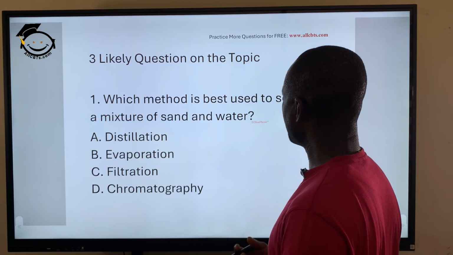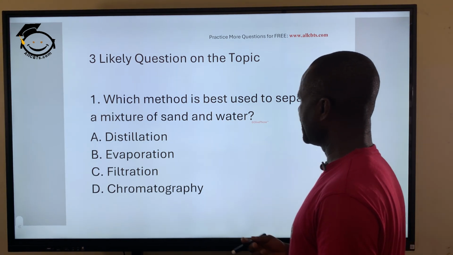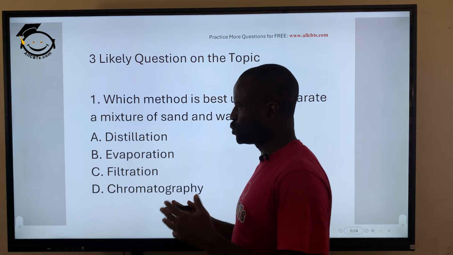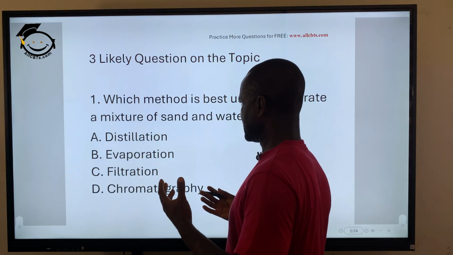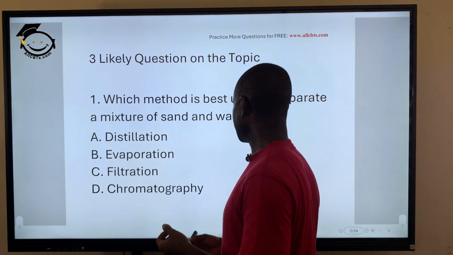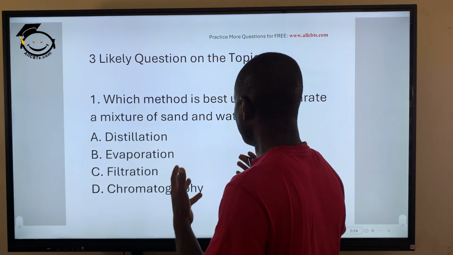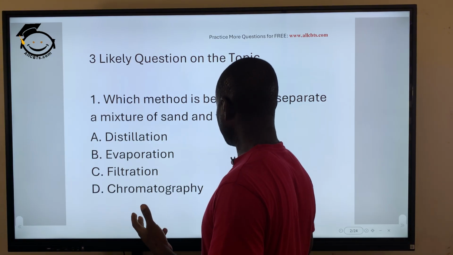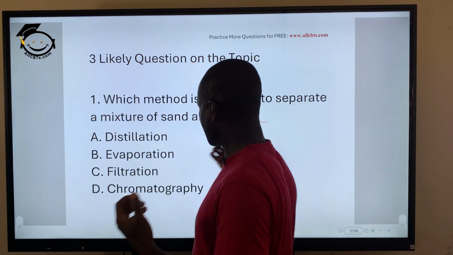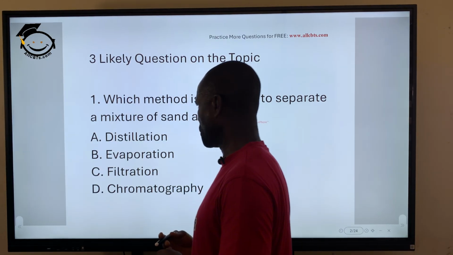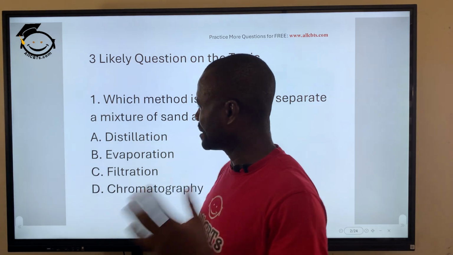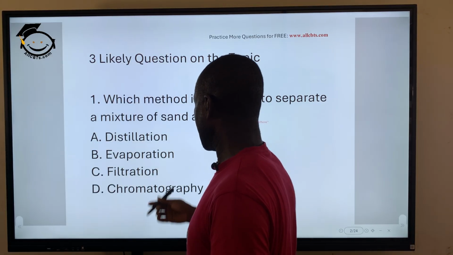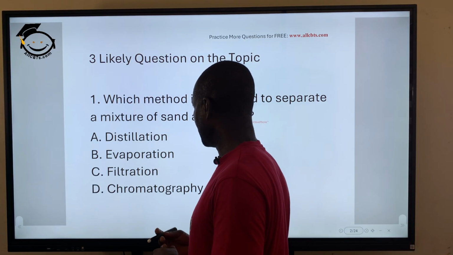Number 1, we say: which method is best used to separate a mixture of sand and water? Sand and water are two different components. Sand is a solid, water is a liquid. So the method employed depends on the material of the mixture. Can sand and water be separated by distillation? No, it can't be distillation, because distillation is for liquids, one liquid separating from another based on variable temperature range. Evaporation? No, these are liquids in liquid.